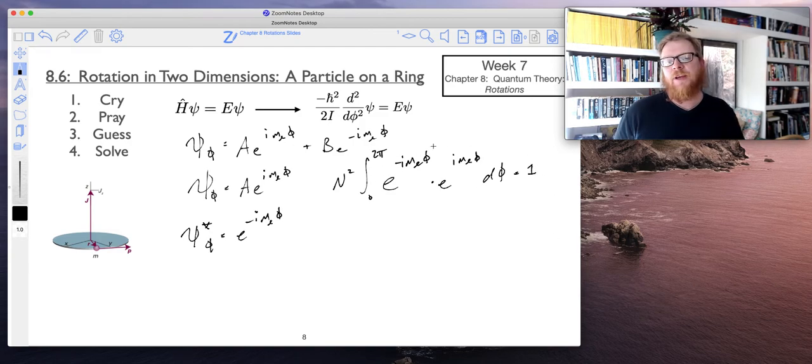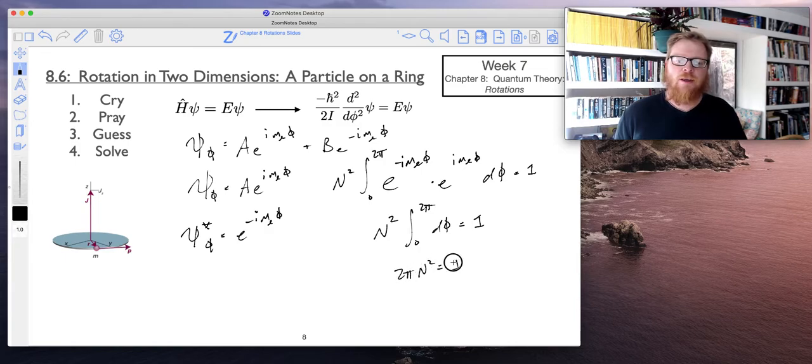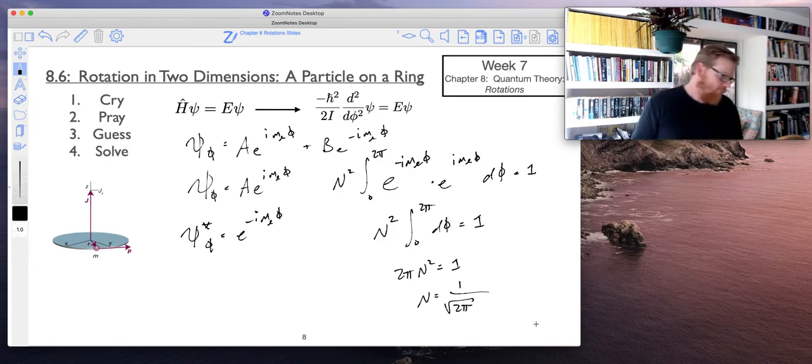Well, check out what's going to happen. These two things eliminate each other, so it just becomes 1. Now I've got n squared times the integral from 0 to 2 pi of d phi equals 1. We know the integral from 0 to 2 pi of d phi is just 2 pi, so 2 pi times n squared equals 1. And so we can see finally that n, the normalization constant, very simple, is just going to be 1 over the square root of 2 pi.